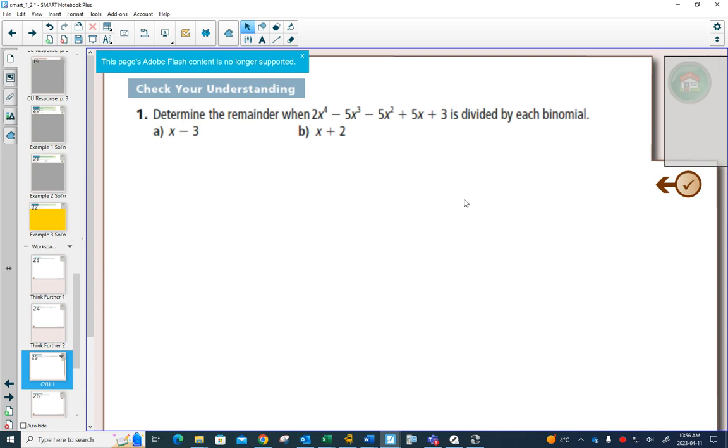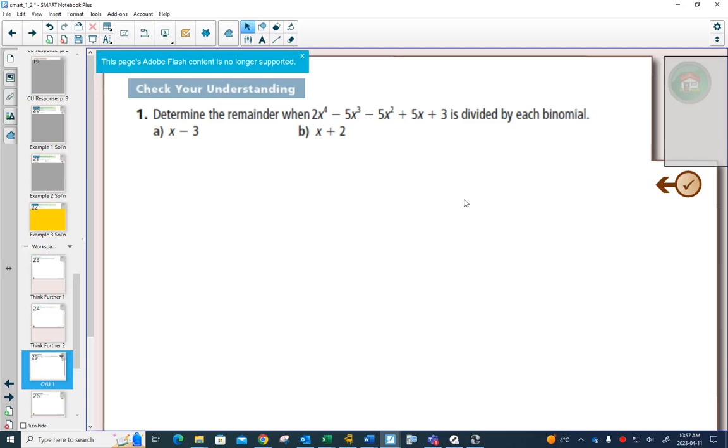And you will get questions that just say, hey, can you find the remainder when you divide by each binomial? And if it's asking you to find the remainder, you now have two techniques, well actually three techniques to find it. You could use long division and find the remainder. You could use synthetic division and find the remainder, or you could use the remainder theorem. And sometimes one is better than the other.